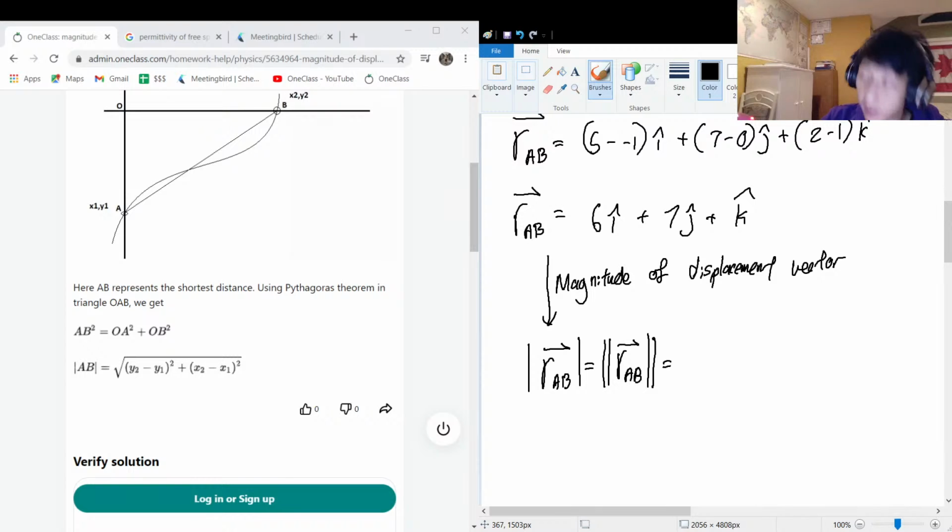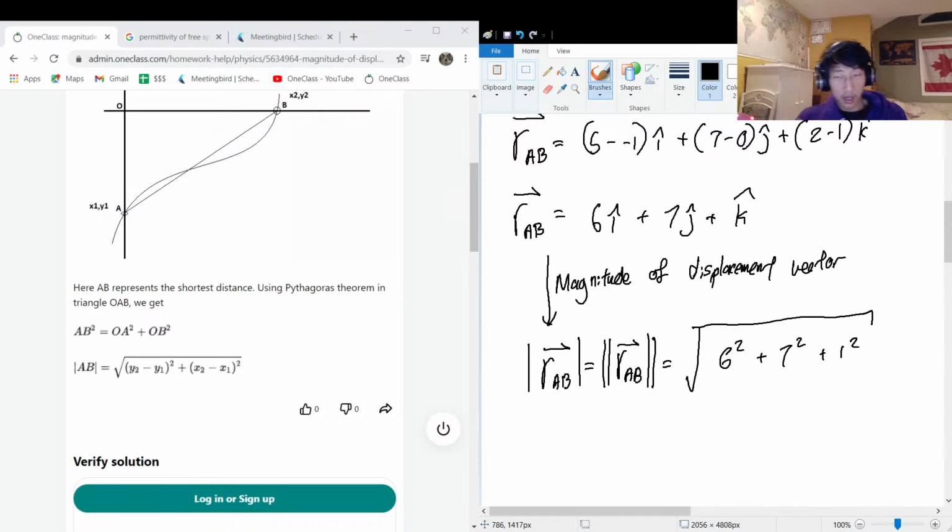And then we're going to do a very Pythagoras type thing. Even though it's three-dimensional, it will still work out. So in this case, it's going to be the x component, 6 squared plus 7 squared plus 1 squared. Pulling out the calculator for that, 36 plus 49 plus 1. That's equal to the square root of 86.